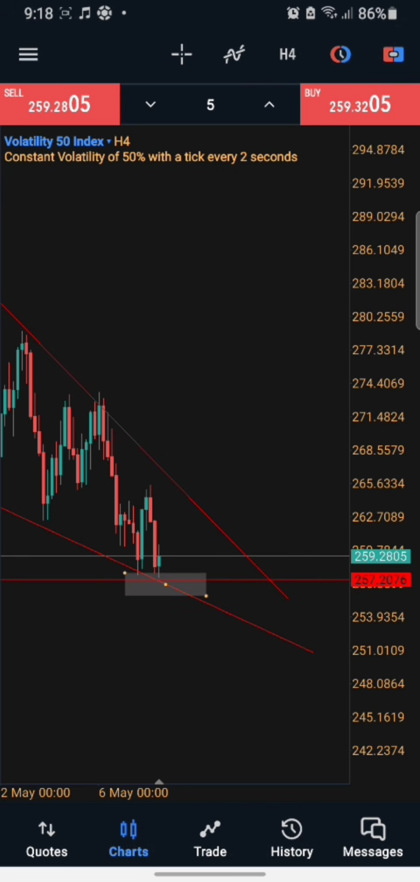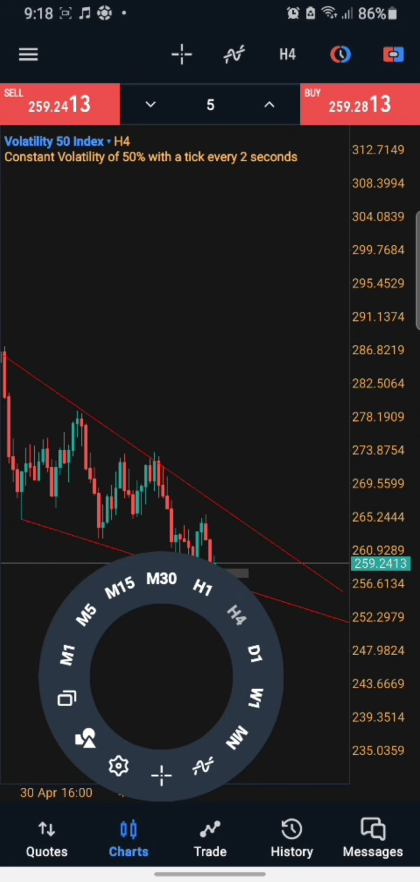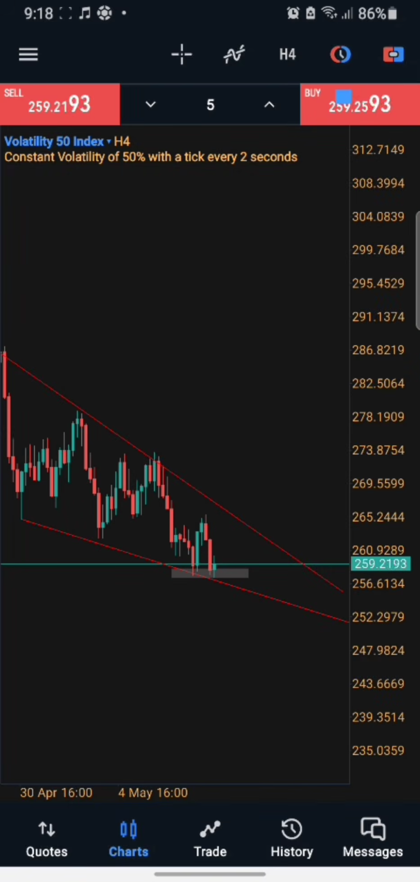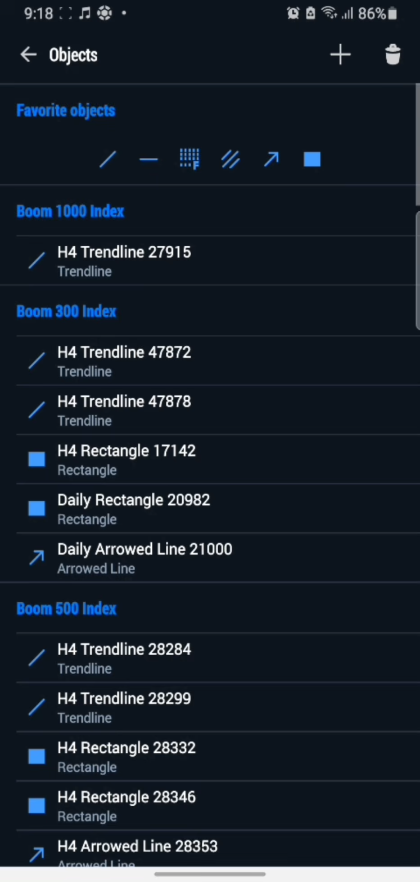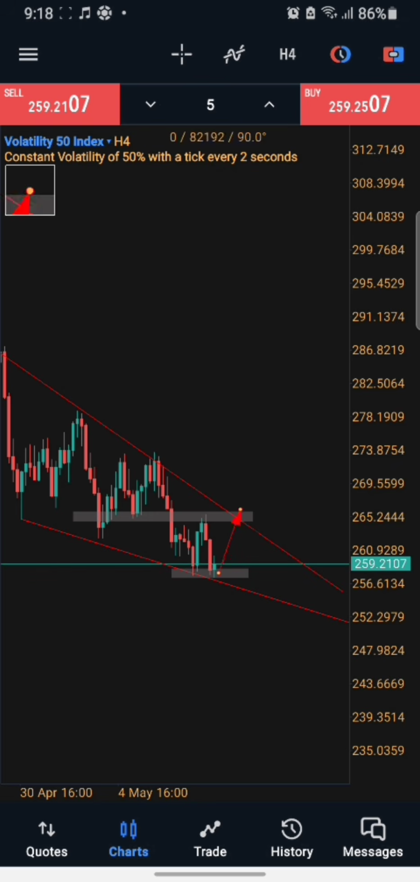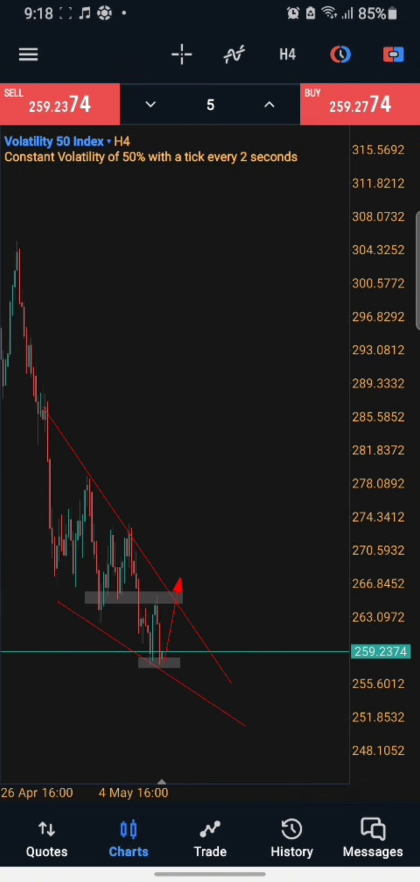Then if we zoom in, we can identify that there was a double bottom that was formed, as you can see where I'm putting the order block. So at this area, the market failed to break to the downside. And then we put an order block that is marking the neckline. So we are aiming for a buy signal.